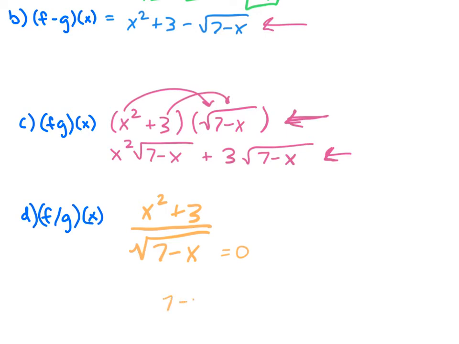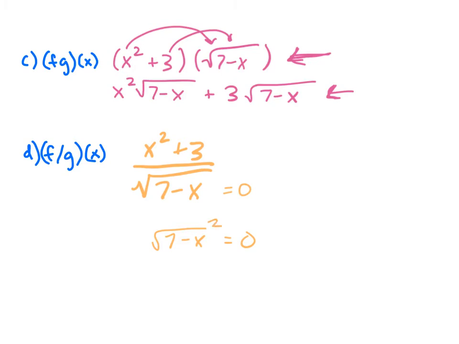So we have the square root of 7 minus x is equal to 0. If we square both sides, 0 squared is still 0. So 7 minus x is equal to 0. We can add x to both sides. So 7 is equal to x. So this is equal to 0 when x is 7, so we just have to say that x cannot be 7.